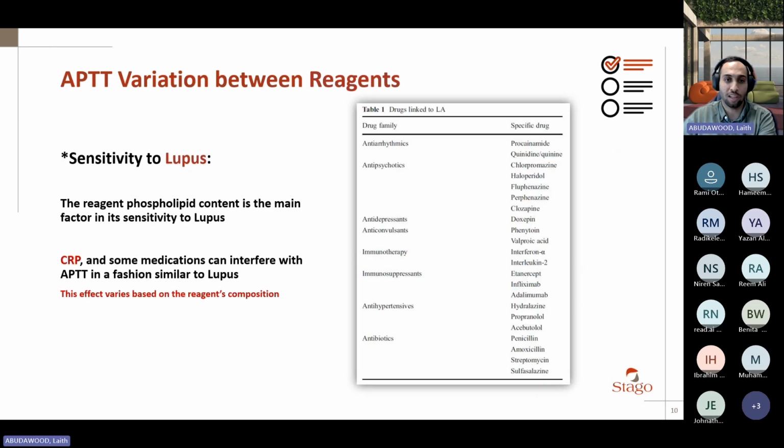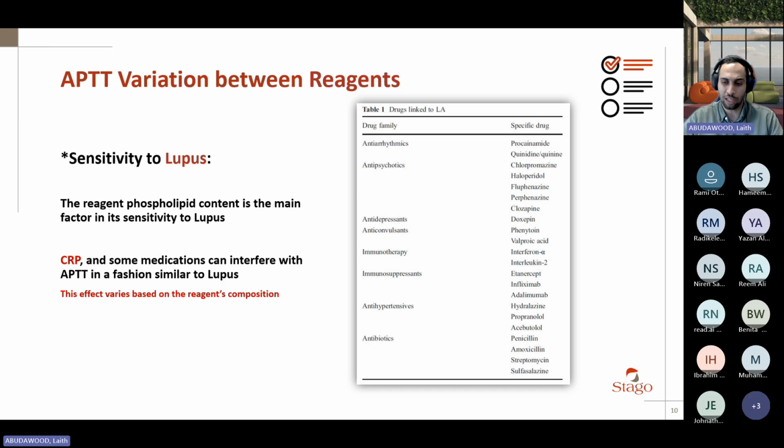All right, the last one is sensitivity to lupus. Now, again, depending on the phospholipid content of the reagent, the sensitivity of the reagent to lupus will be quite significantly different. And this is even another cause of variation between reagents. So for example, CK-Prest is poorly sensitive to lupus because it has a very high concentration of phospholipids. PTT Automate is very sensitive to lupus because it has a low concentration of phospholipids. Now, one very important note. The way lupus works is that it binds the phospholipids in the reagent. So the higher the phospholipids, the less sensitive the reagent is to lupus.